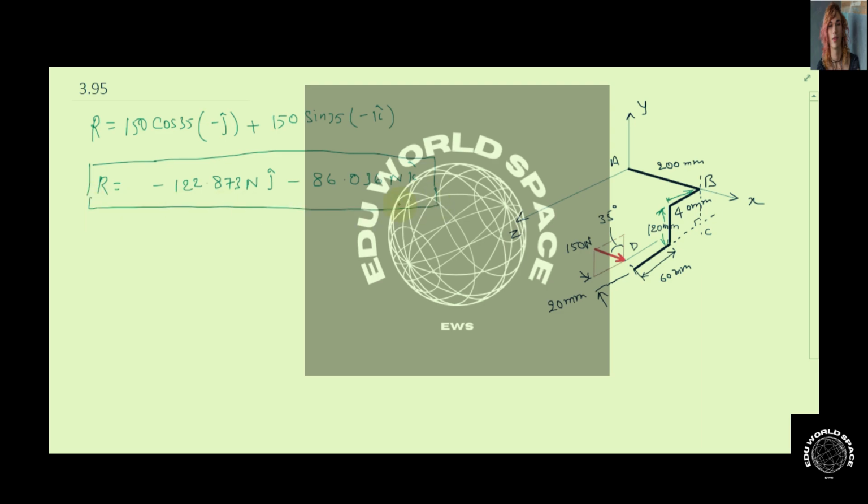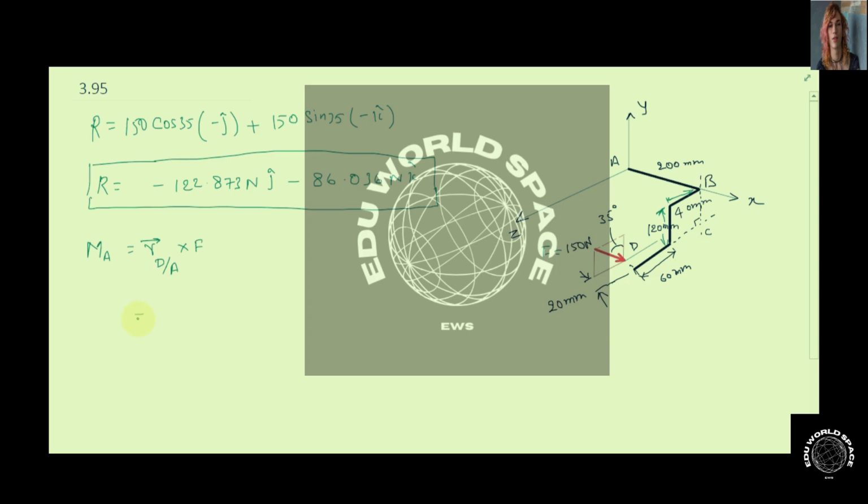Now for the calculation of the equivalent moment at point A, since no moment is acting on the system, we have to calculate the moment because of this force. That will be the position vector of the point of application of the force, that is D, with respect to the point about which we calculate the moment, that is point A, cross multiplied with the force that is present there, let's say F. So this F is here 150 Newton.